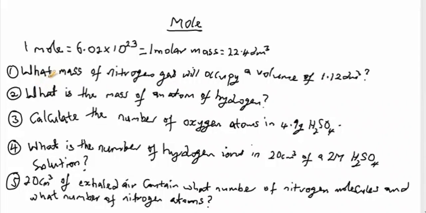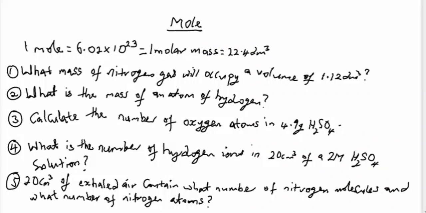Now check these out. What mass of nitrogen gas will occupy a volume of 1.12 dm cube? The way we can solve this is easy. It can easily be solved by comparing the bottom units. The first unit here is dm cube, and the variable there is volume. Here we are comparing volume to mass. The relationship between volume and mass from this linear expression is just molar mass to gaseous molar volume at STP.